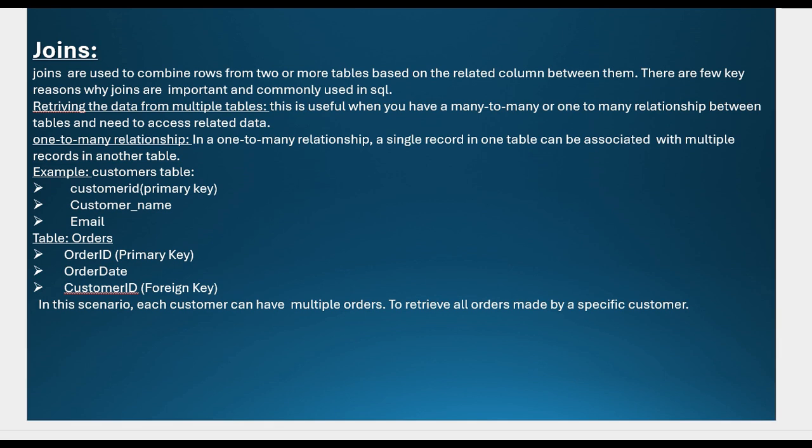In a one to many relationship, a single record in one table can be associated with multiple records in another table. You can see that the customer table and the order table are there. In this scenario, each customer can have multiple orders, and we retrieve all orders made by a specific customer. We decompose the tables to reduce redundancy.